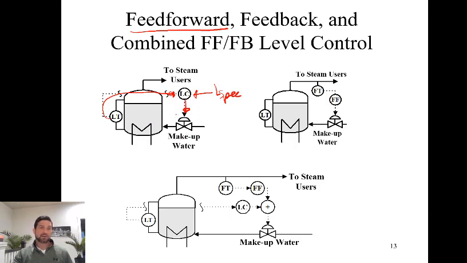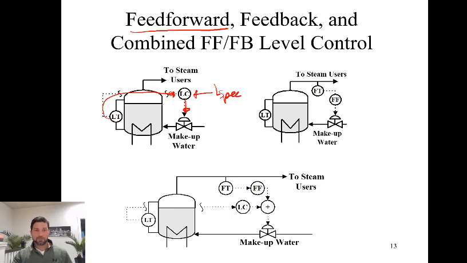But one of the things that we know is that as users pull steam off of the system, the level is going to change. What that means is that as the steam is being used, the level is going to decrease before any sort of corrective action is taking place.